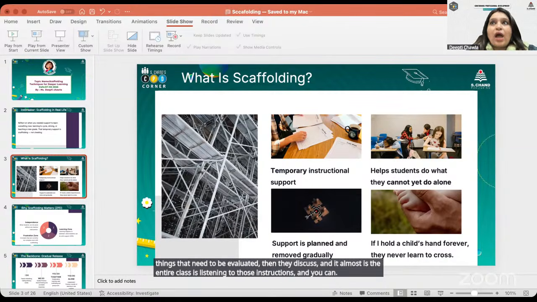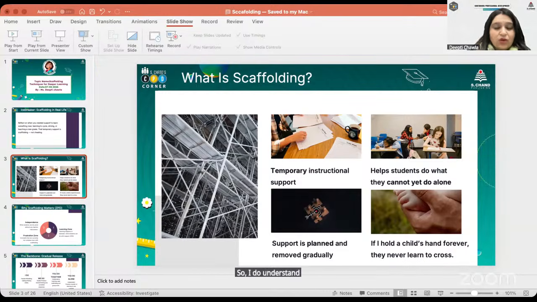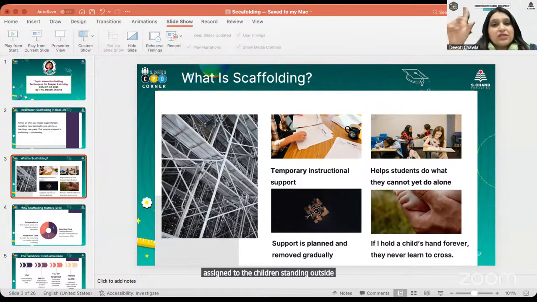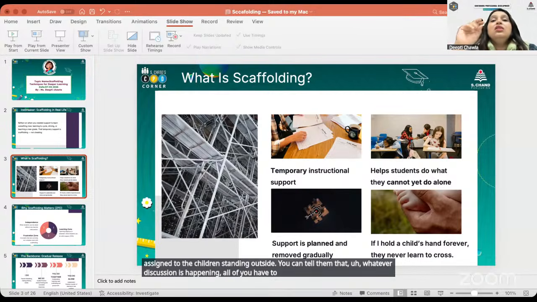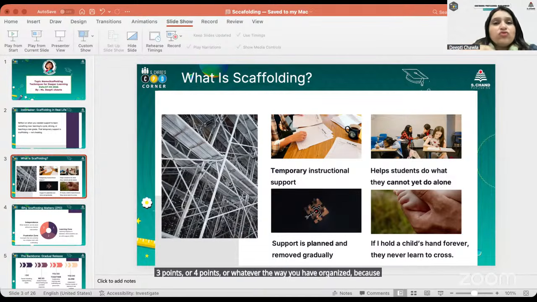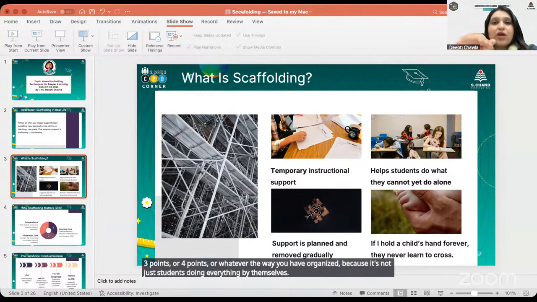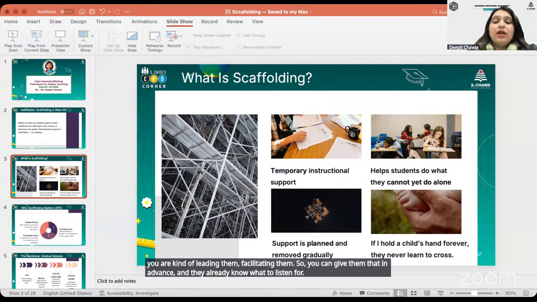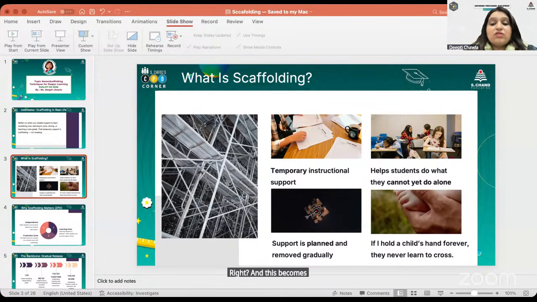And I do understand, as a teacher myself, I've taught for many years, that managing the classroom can become difficult. So you can have a few tasks assigned to the children standing outside. You can tell them that whatever discussion is happening, all of you have to note down 3 points or 4 points, or whatever way you have organized, because it's not just students doing everything by themselves. You are kind of leading them, facilitating them. So you can give them that in advance, and they already know what to listen for, right? And this becomes an excellent low risk strategy.